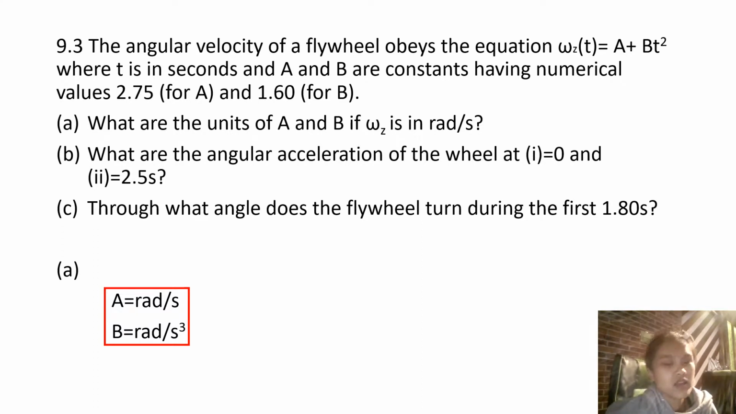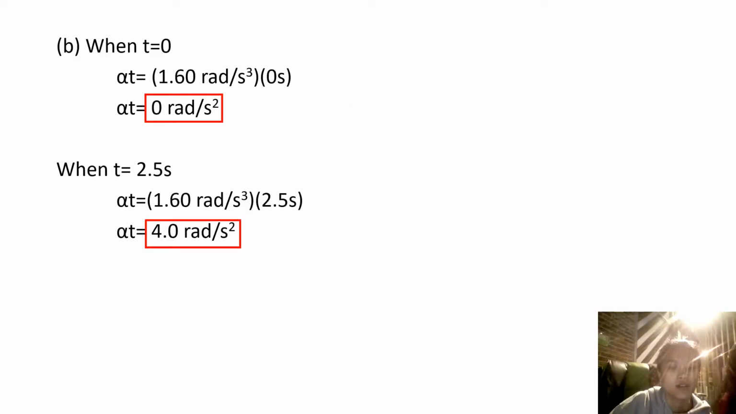For A, the unit of a is rad per second, and the unit of b is rad per second cubed, in order to eliminate the s squared in t raised to 2. Now we compute the angular acceleration by multiplying b, which is rad per second cubed, by time, which is s, so that only s squared remains, because the unit for angular acceleration is rad per second squared.